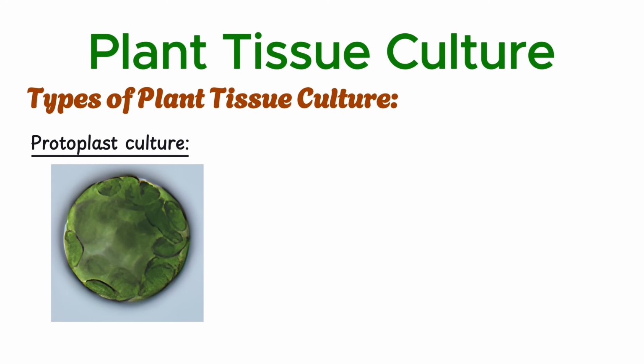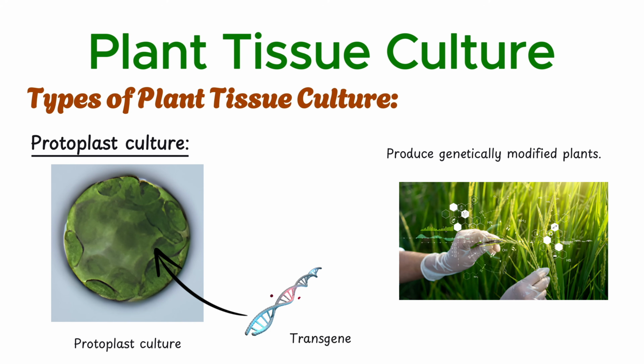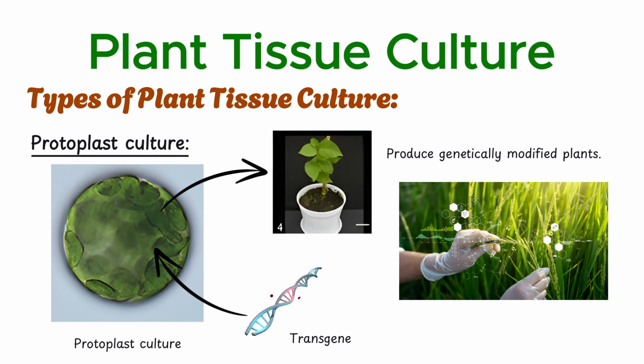The primary aim of protoplast culture is to develop genetically transformed plants where the transgene is successfully introduced into the plant protoplast, and the transgenic plant is regenerated from that transformed protoplast. And that concludes our comprehensive overview of the types of plant tissue culture techniques.